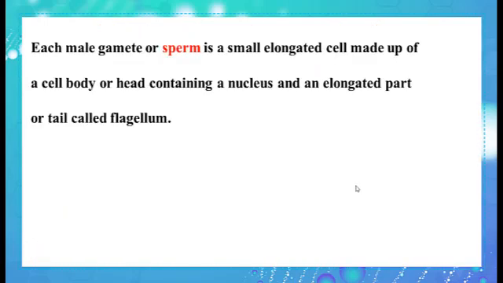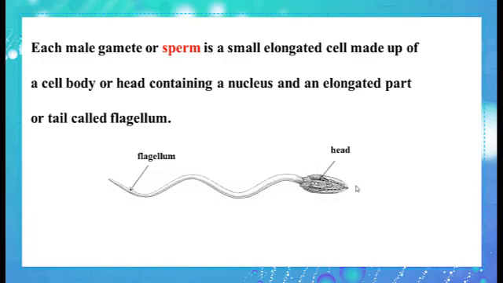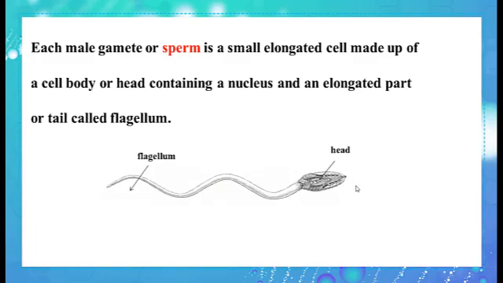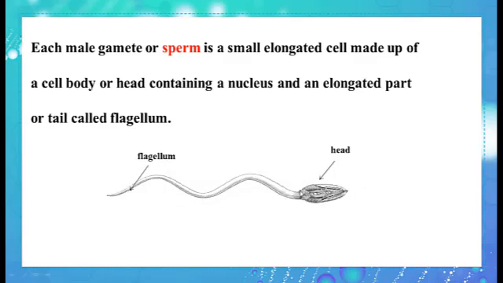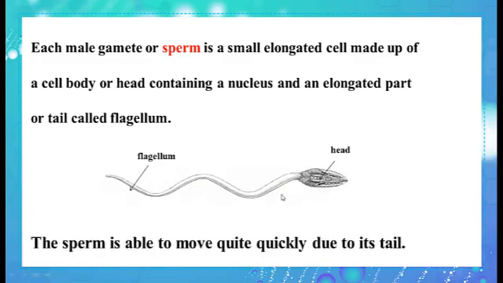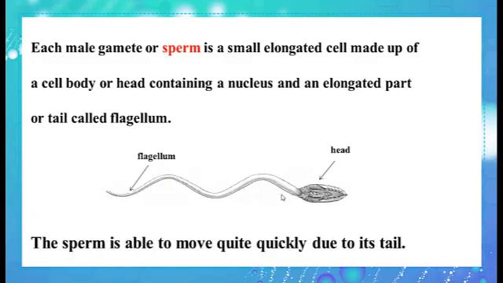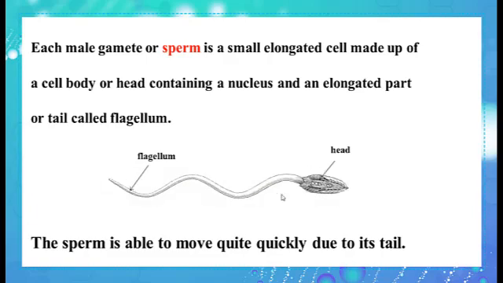Each male gamete or sperm is a small elongated cell made up of a cell body or head containing a nucleus and an elongated part or tail called flagellum. The sperm is able to move quite quickly due to its tail.